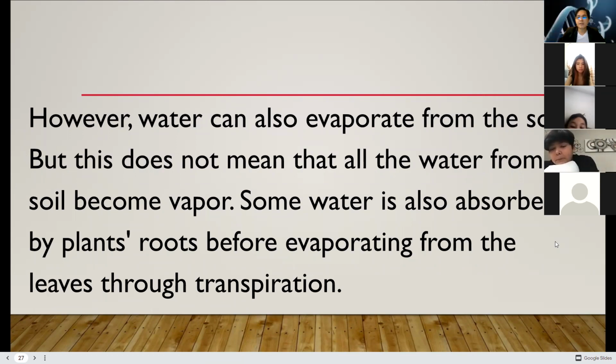Again, plants perform transpiration. What is transpiration then? Some water is absorbed by plants' roots before evaporating from the leaves through transpiration. Transpiration is converting water into water vapor.